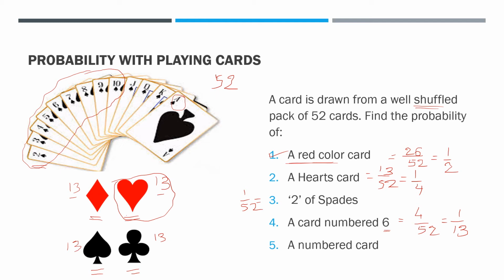So how many such cards? There are 9 cards. 1, 2, 3, 4, 5, 6, 7, 8, 9. So 9 cards in each suite. The total of 4. So 36. So this is 36 over 52. I'll not simplify this for you. Or maybe I will, 9 over 13.